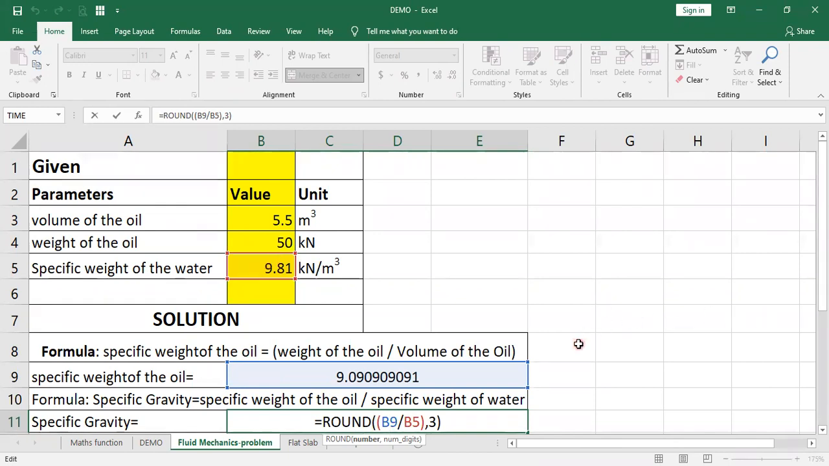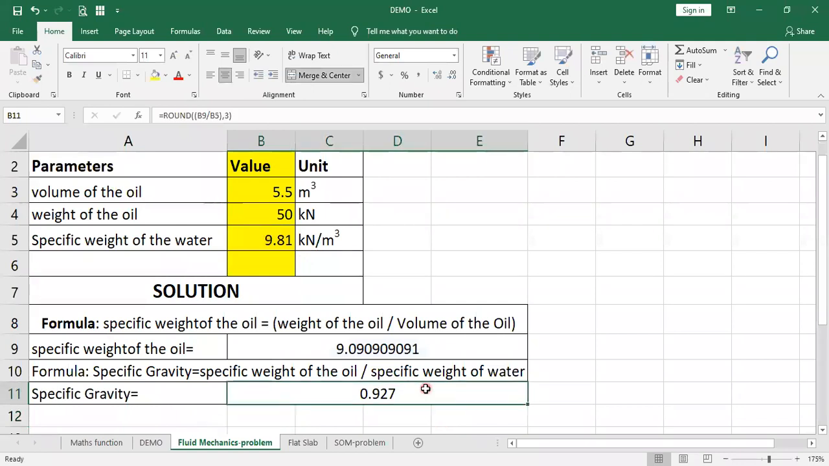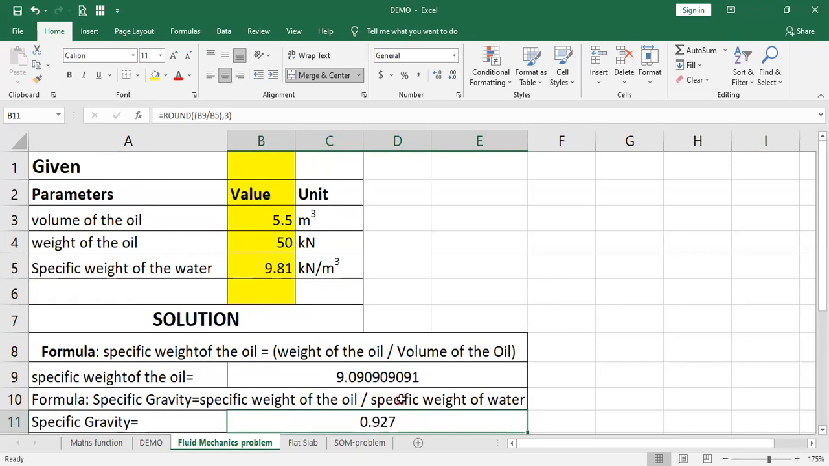You have to always remember that while editing the formula, you have to give the cell address, and then the cell address, comma, 3. If I just press enter, you will get this value. Instead of more digits, it has given only 3 digits after the decimal point. So this is how we can solve a simple problem.